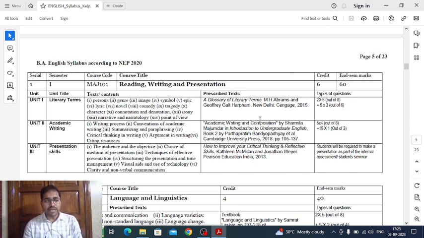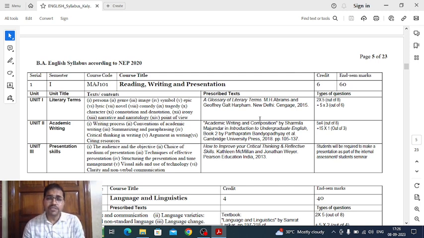Now, for the first time, a new pattern of courses has been introduced. But if you follow the syllabus of the previous years, you will find that the previous three syllabi were in a mixed format.